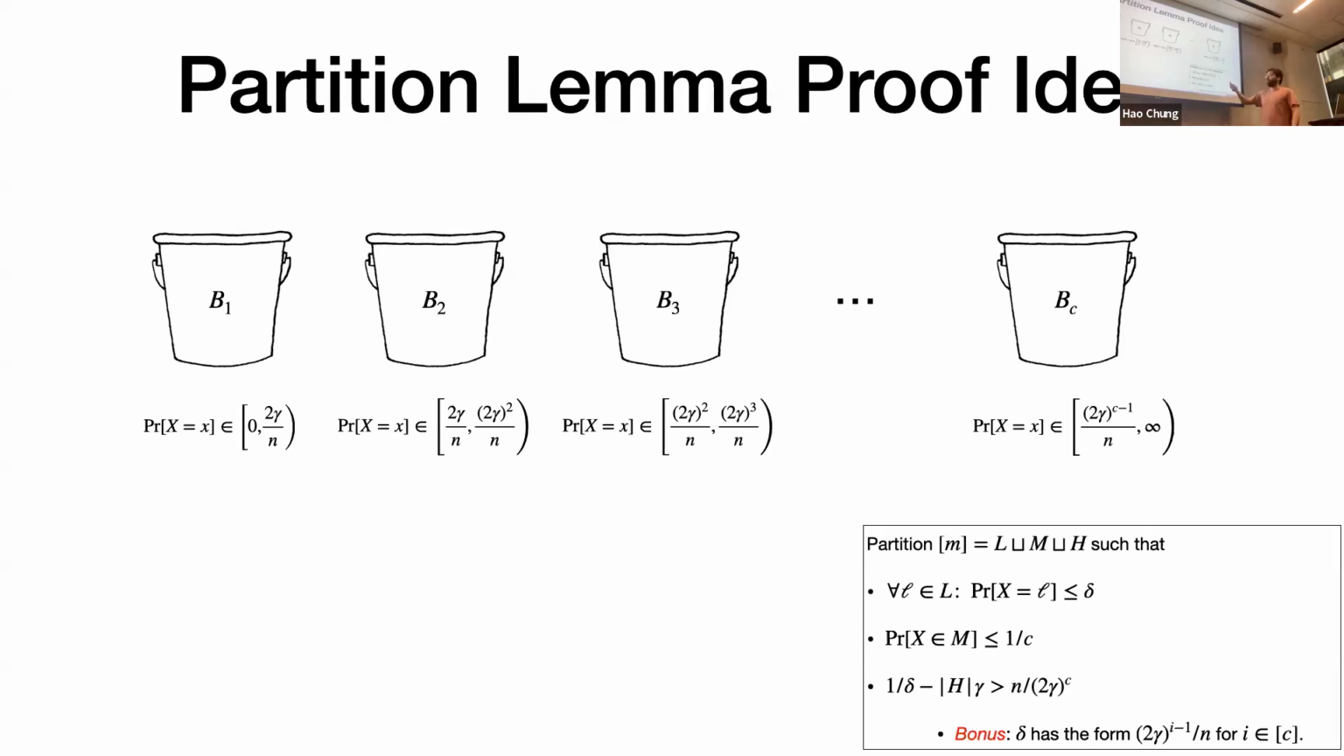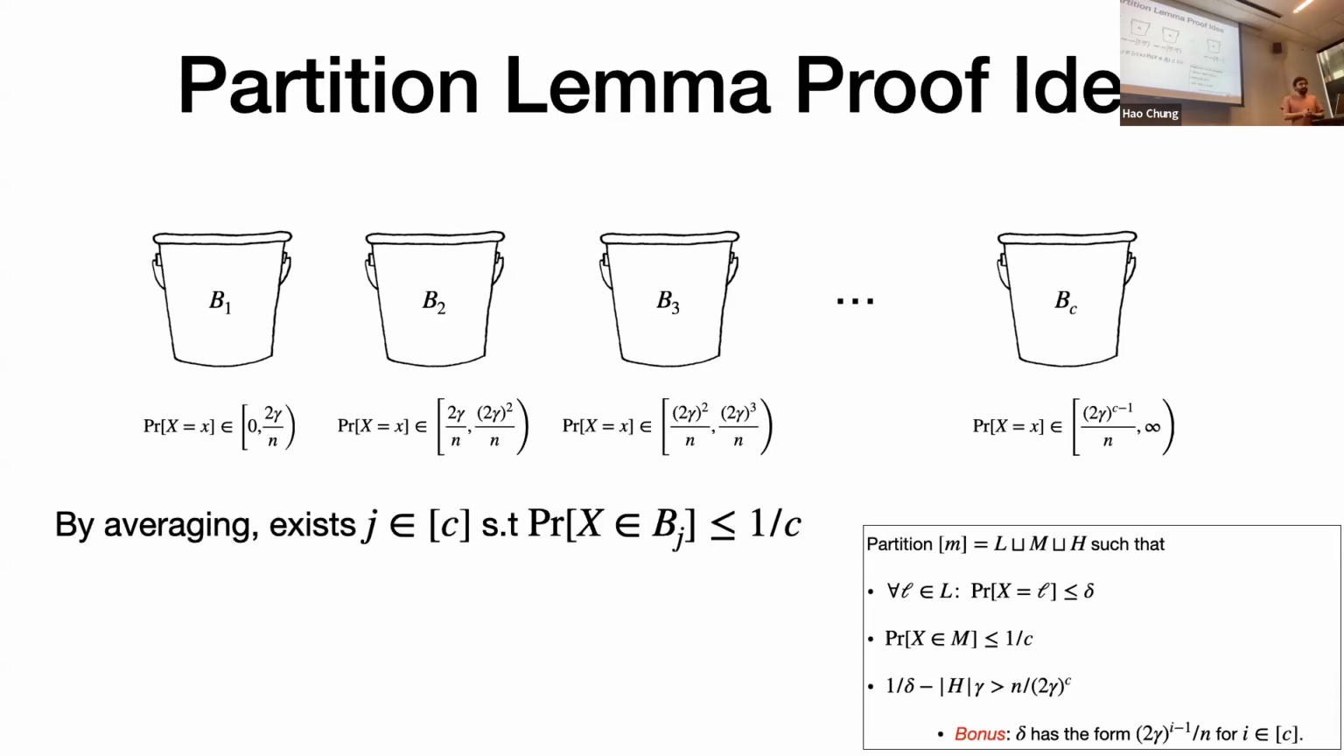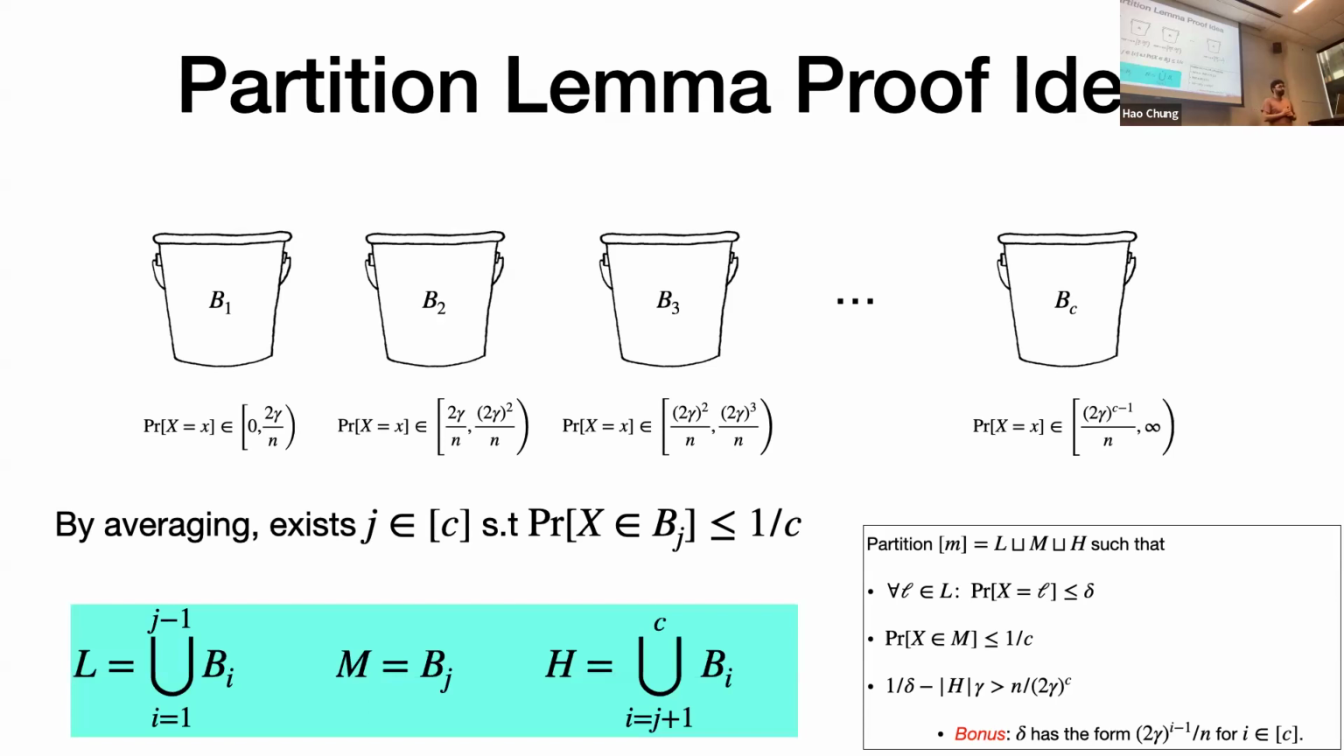So here's the proof idea. We're going to have c different buckets, and we're going to think of it as a histogram of the distribution. We're going to think of these buckets as geometrically increasing intervals, starting from 2 gamma over n to 2 gamma squared over n to 2 gamma cubed over n and so on. And by some averaging argument, we know that the total mass of one of these buckets has to be at most 1 over c, just because the sum of the total mass of all these buckets is 1, because it forms a partition. So fix this b sub j that has smaller than average mass. And this is just going to define our partition for us. The medium set is going to be this b sub j. The light set is going to be everything below b sub j. And the heavy set is going to be everything above b sub j.